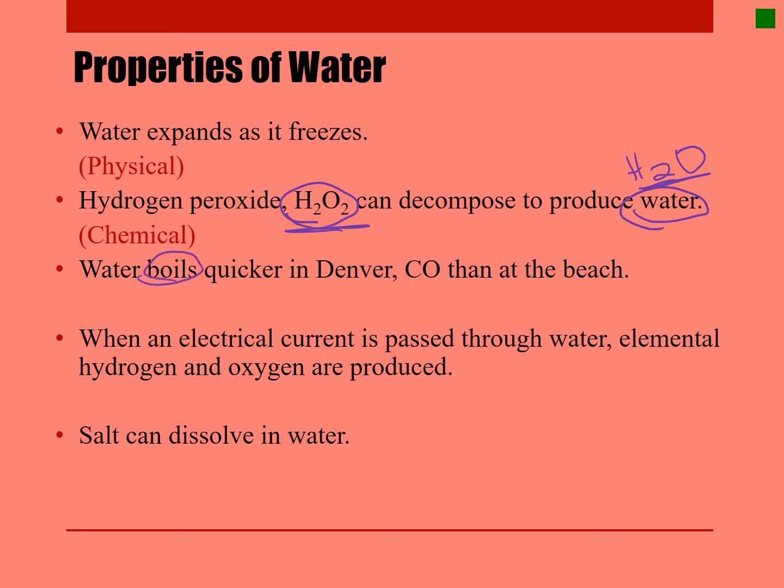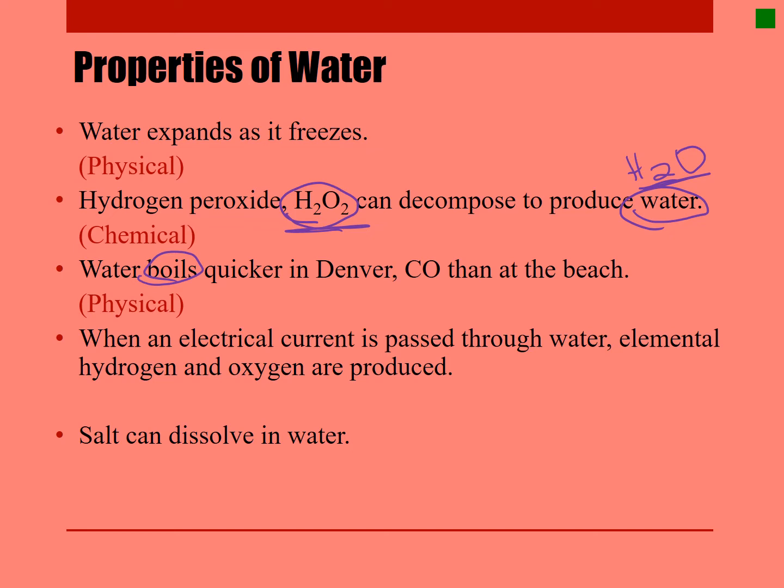Water boils. As I mentioned, boiling is going from a liquid to a gaseous state. And as I mentioned in the previous slide, anytime it is a property or a state of matter change, it will automatically be physical because it's still made out of the same substance.